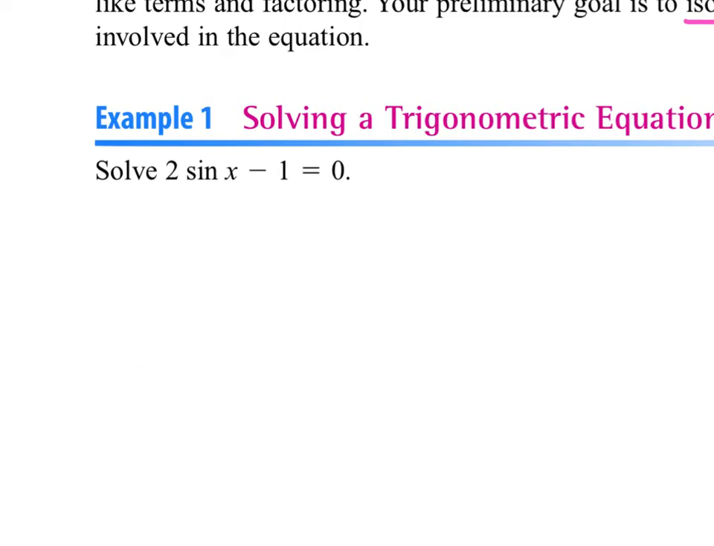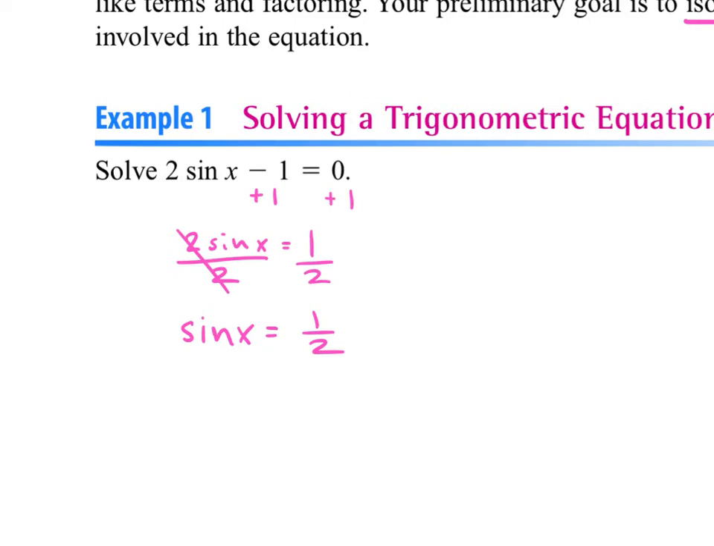Just add the 1 to the other side, so just like algebra. Then we have 2 sine of x is equal to 1. What do we do next? Divide by 2. So sine of x is equal to 1/2.